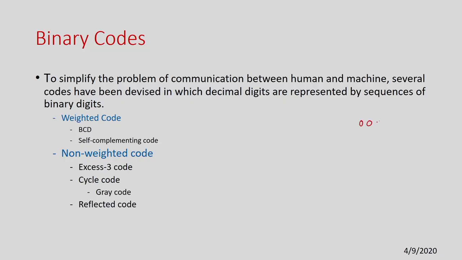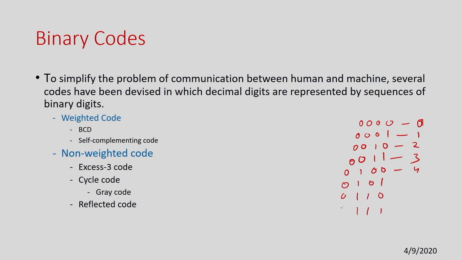So, now you basically have 0, 0, 0, 0, which is 0, then 0, 0, 0, 1, which is 1, then 0, 0, 1, 0, and so on. This is 2, this is 3, then 0, 1, 0, 0 is 4, 0, 1, 0, 1, 0, 1, 1, 0, 0, 1, 1, 1, then 1, 0, 0, 0, and 1, 0, 0, 1. This is 5, this is 6, this is 7, this is 8, and this is 9. This is the binary, and this is the decimal value.